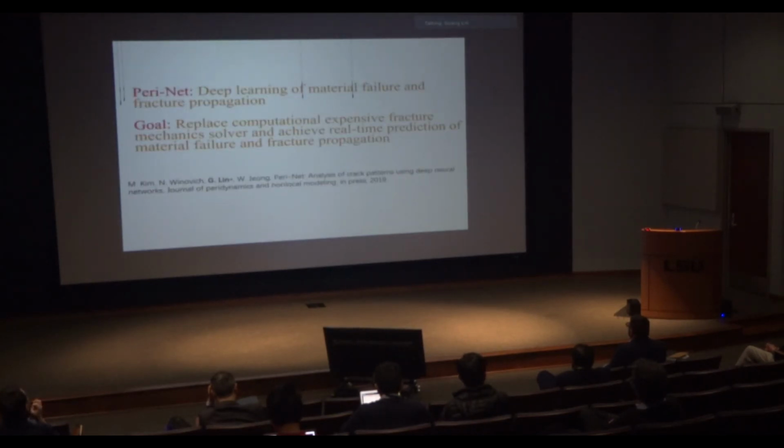So the next part is to think about what the finite element cannot do, which is basically trying to predict material failure and fracture propagation. That's why the goal here is to replace the computationally expensive fracture mechanics solver and use a neural network to predict material failure. To achieve that, we have developed a tool called Peri-Net. That's going to help us do deep learning of material failure and fracture propagation.